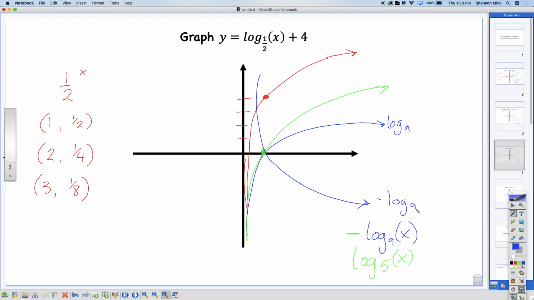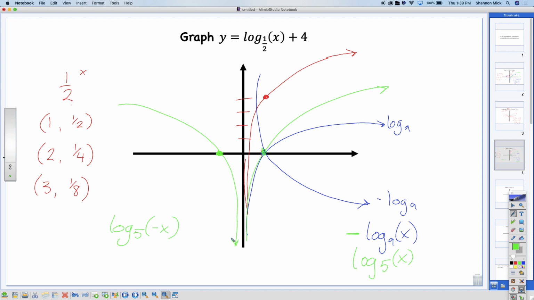What's another reflection we could do? We could do the negative x, reflecting over the y-axis. So let's do this one: log base 5 of negative x. It's not going to go through (1, 0). It's going to go through negative 1, 0. And it's going to go which way? Down. It's going to go like that, isn't it?